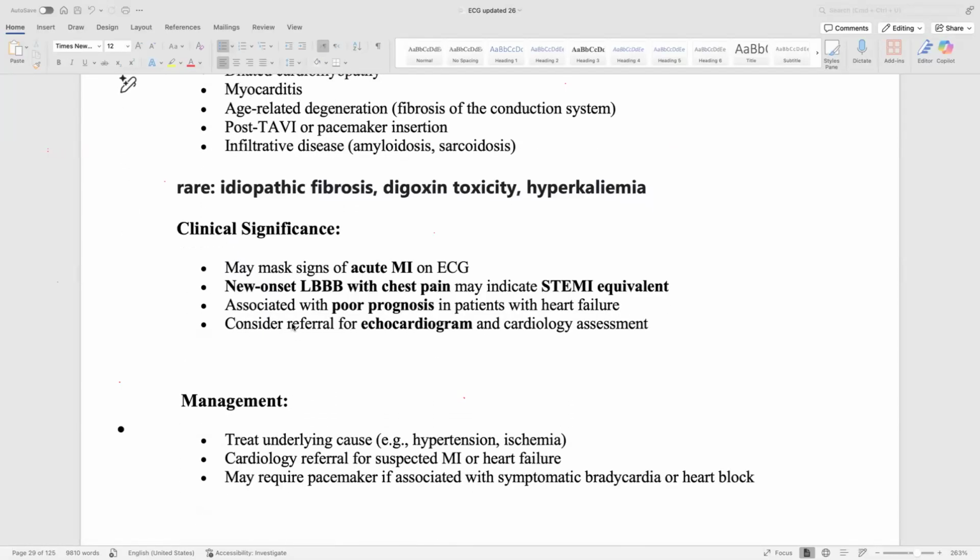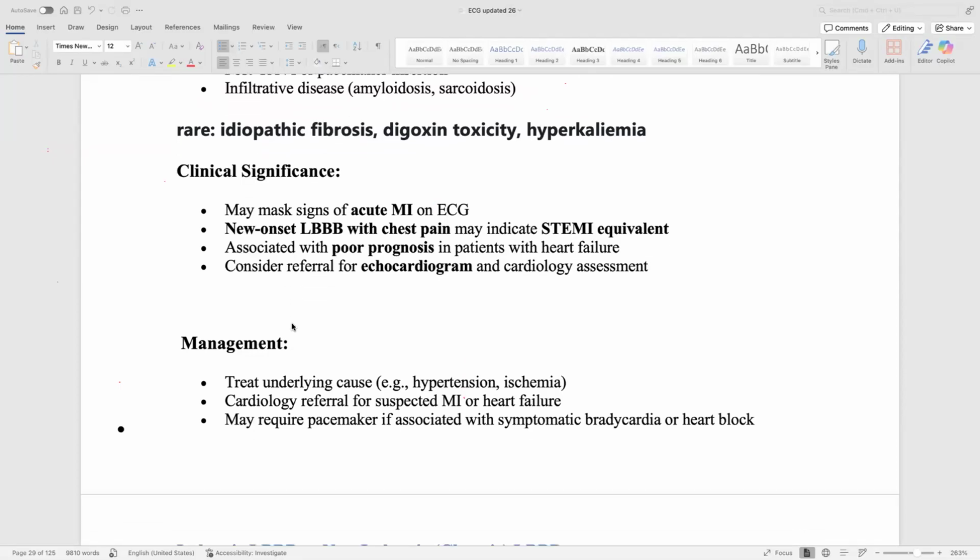Why are we saying that left bundle branch block equals MI? It will mask the signs of acute MI. And it usually comes with necrotic damage of the area where the left bundle is, which is the most important bundle. So the onset of left bundle branch block with chest pain in a patient with no history of bundle branch block on ECG, we need to deal with it as equivalent to ST elevation MI. Poor prognosis.